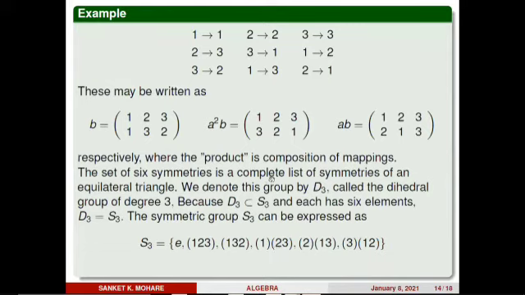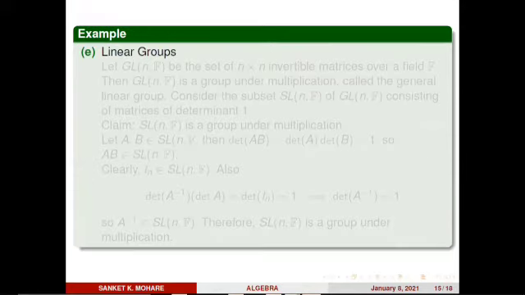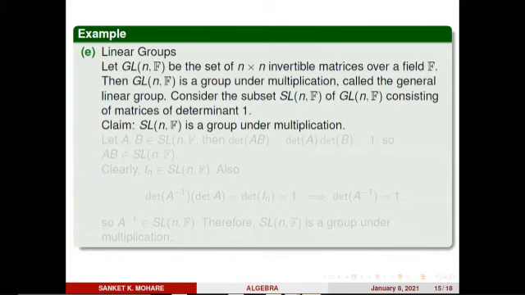This element is A square B: here 2 is fixed and 1 and 3 get exchanged. This element is AB, because here 3 is fixed, and 1 goes to 2, 2 goes to 1. So S3 and D3 are the same. This is a practical example of one of the most important examples in group theory.